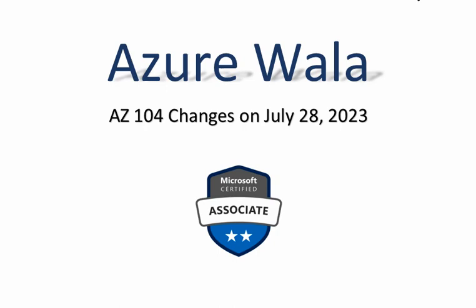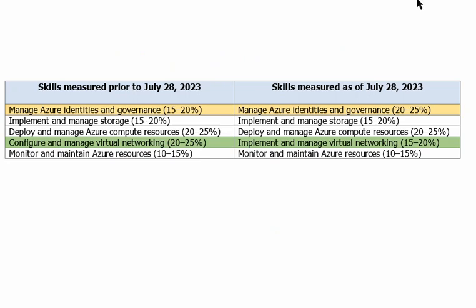Today we are going to discuss the AZ-104 changes on July 28, 2023, which were announced recently by Microsoft. We'll be comparing the skills which are going to be measured in the new syllabus and the skills which are being measured currently. So let's move forward. We have arranged the skill areas in this table. These are the old or existing ones, and these are the new ones.